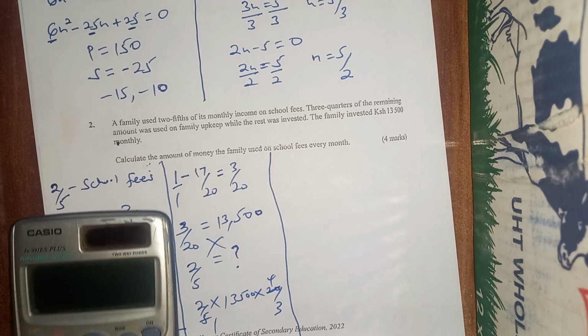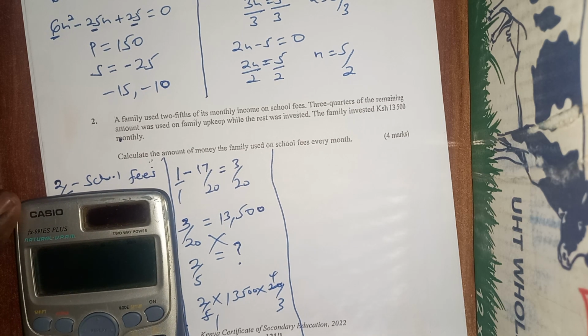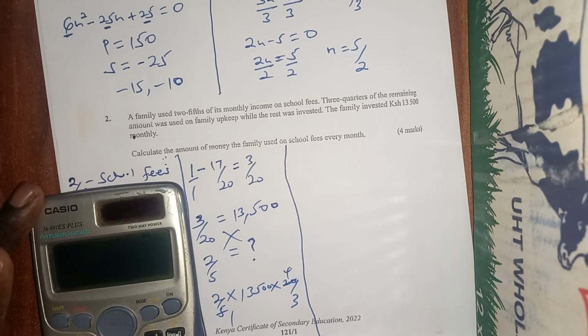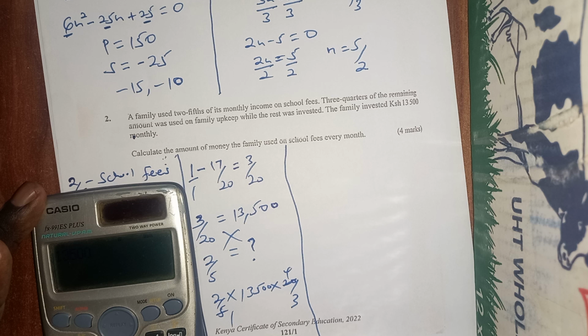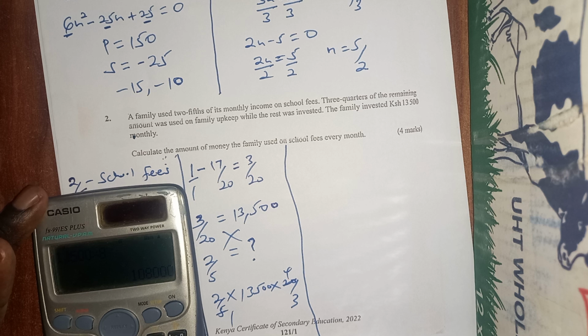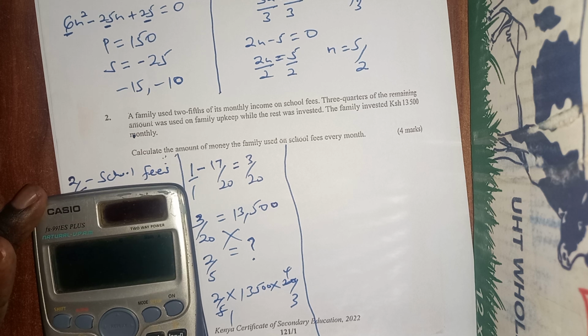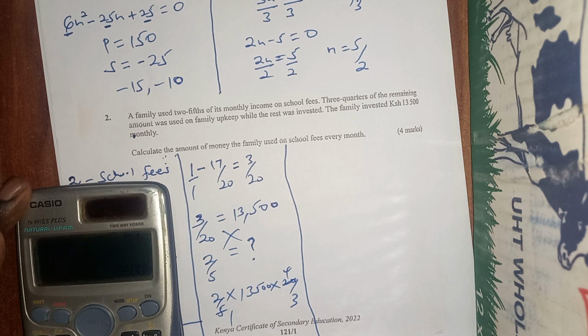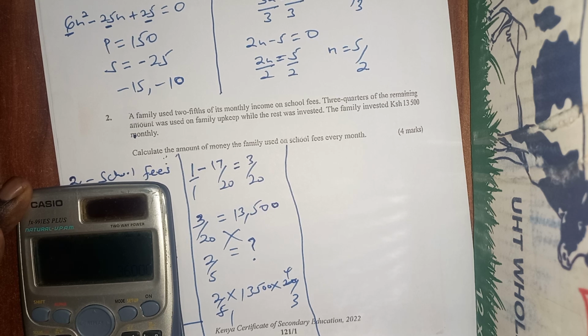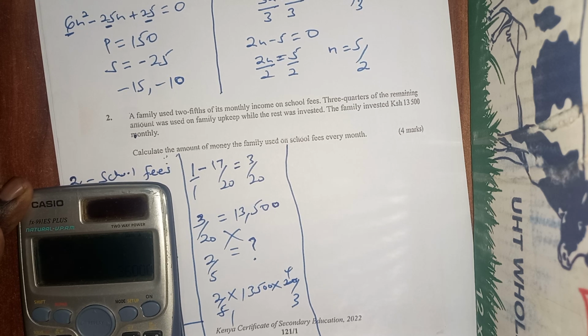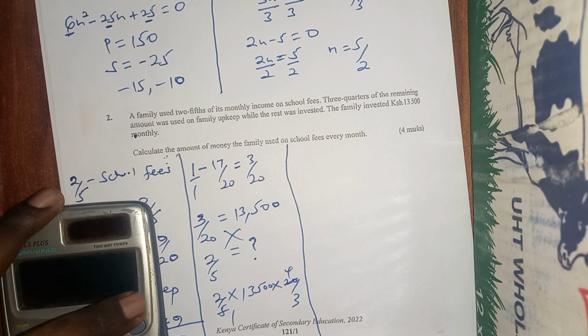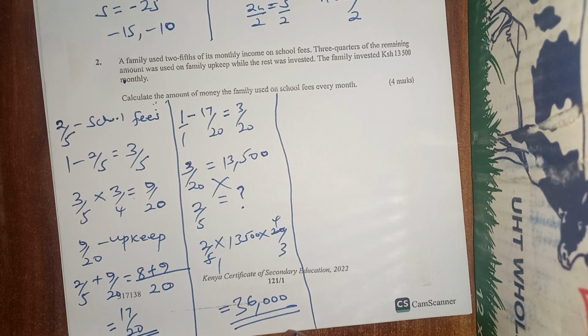Let's do 13,500 times 8. That gives us 108,000. When we divide it by 3, we get 36,000. It goes to 36,000 Kenya shillings. Okay, so that's the second question.